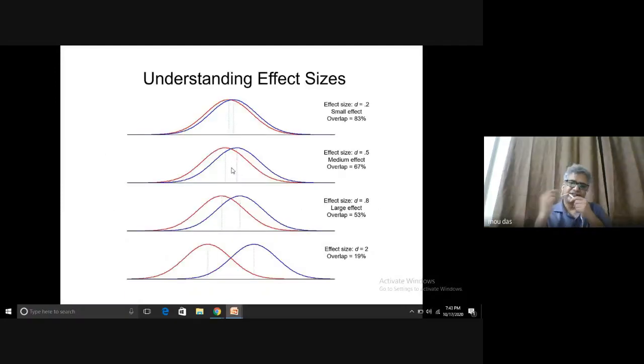So this is a pictorial way of understanding effect size. As you move the curves further apart, the effect size increases, and as the effect size increases, your sample size decreases. The need for an adequate sample size decreases.